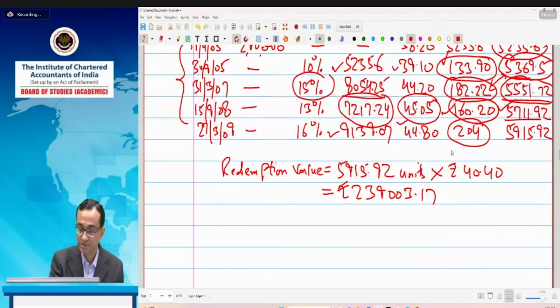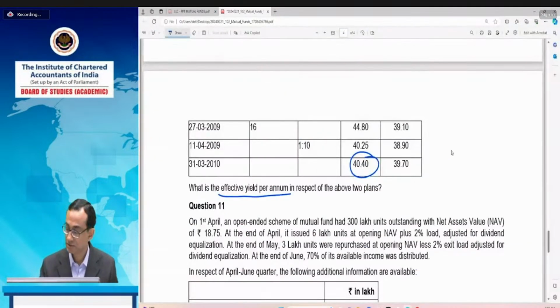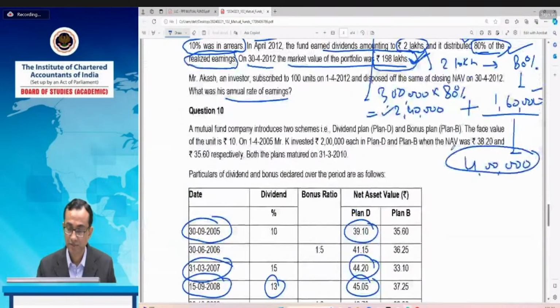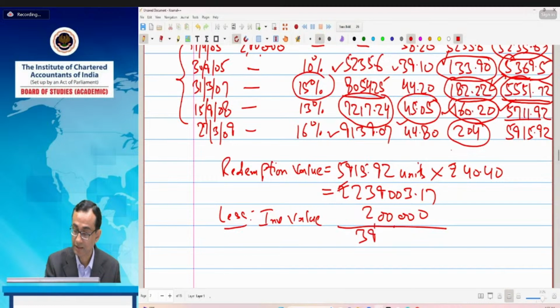And from this, in order to calculate the return, the opening NAV, that is the investment value, will be deducted. Investment value is given in the question, it is 2 lakh. So the initial investment will be deducted. After deducting this, the final amount coming is 39,003.17.